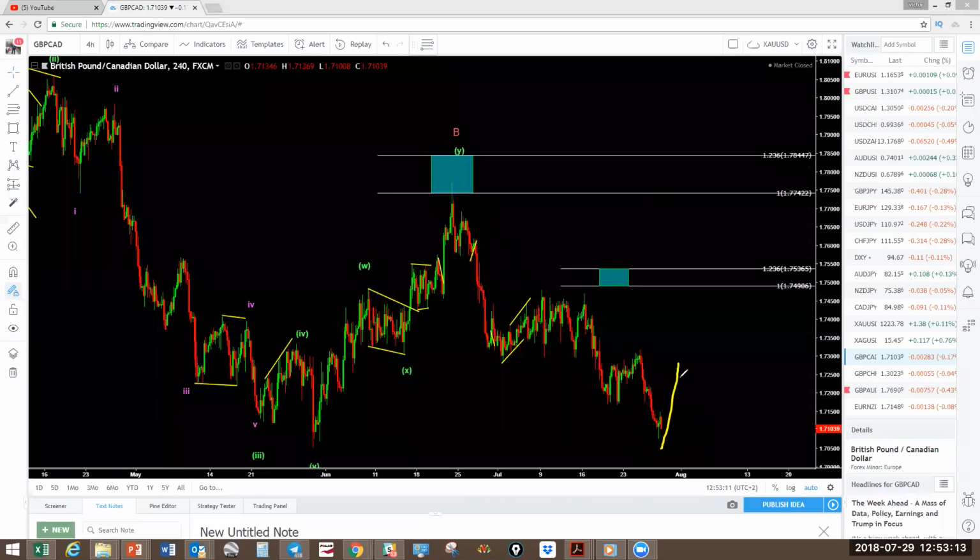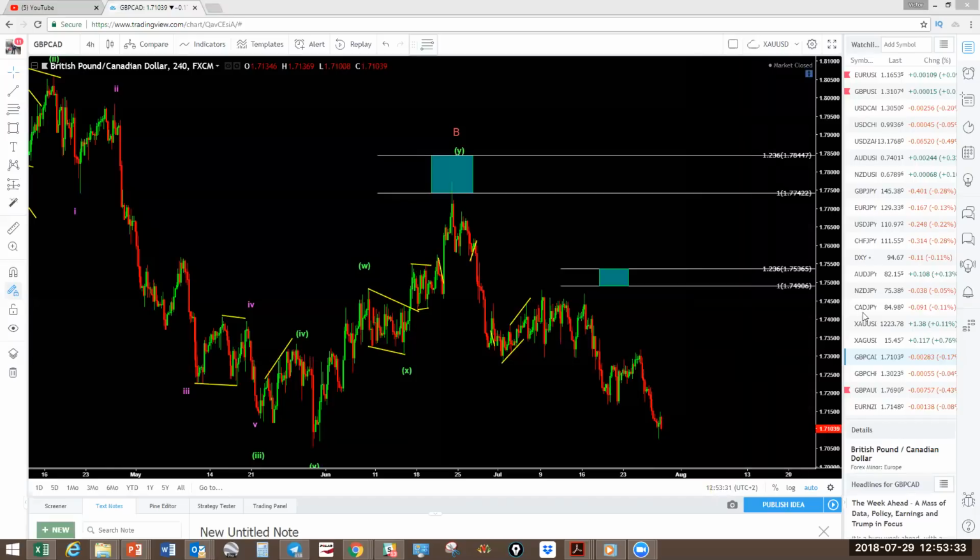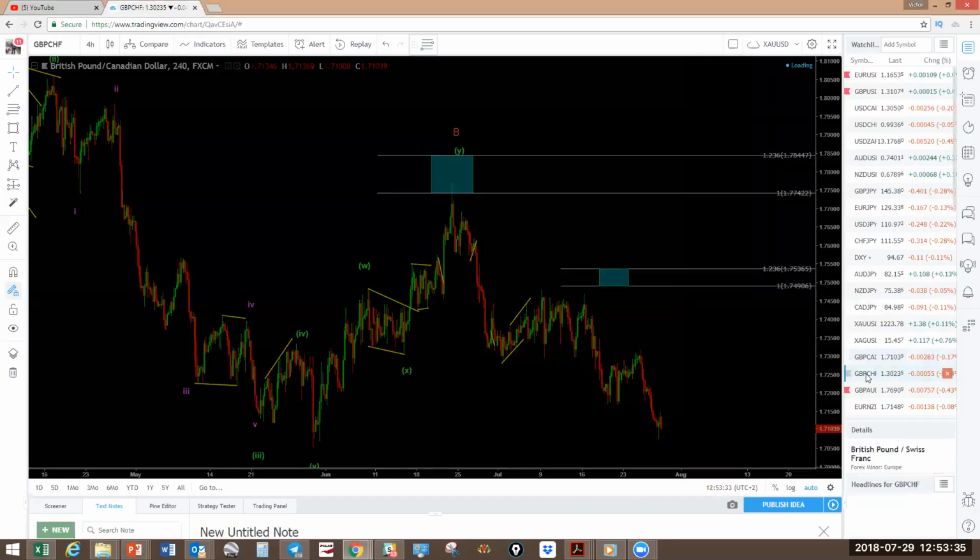This is the second alternative. Nothing wrong with the second alternative. It's just not afforded the most probability, but the first one is the one with the most probability, because it's going to be following the similar structure as the one on pound AUD. So this is the one I'm expecting. This one breaking this and all the way down. Okay, so now let's look at the rest of the pound pairs. Pound CHF.